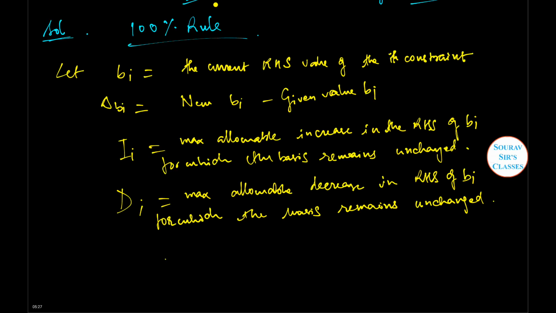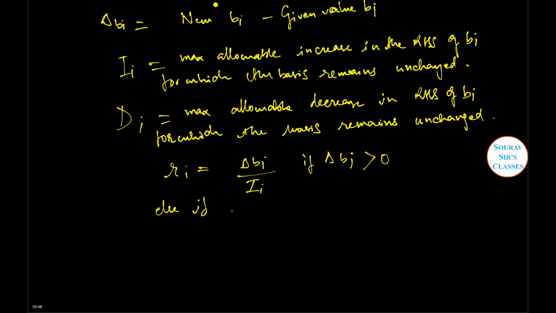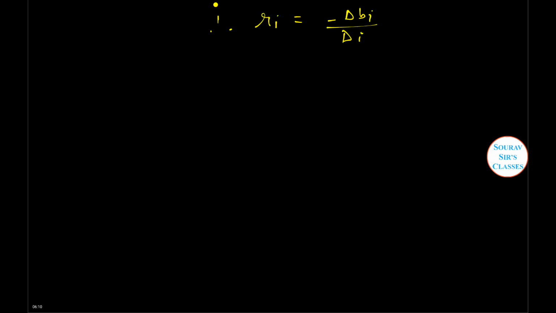Hence, now we know that the ratio Ri is equal to del Bi by Ii if del Bi is greater than 0, else if del Bi is less than 0, then Ri is equal to negative of del Bi by Di. Now if del Bi is equal to 0, that is there is no change in Bi, then Ri is equal to 0. Now if one of the constraints is changed, then the current basis remains optimal if the sum of Ri is less than 1. But if the sum of Ri is greater than 1, then we may not be sure whether the current basis would remain optimal or not.